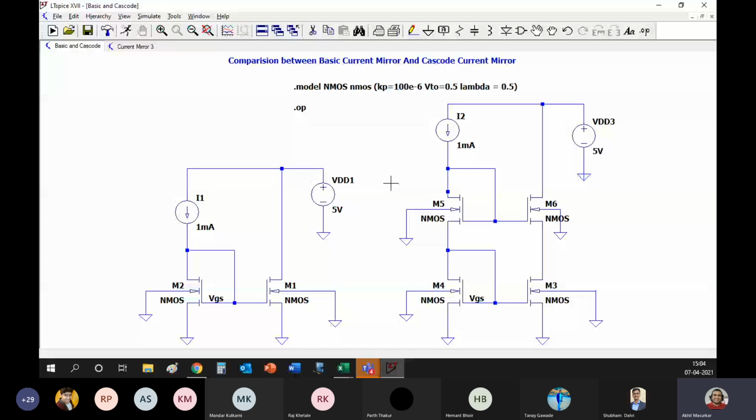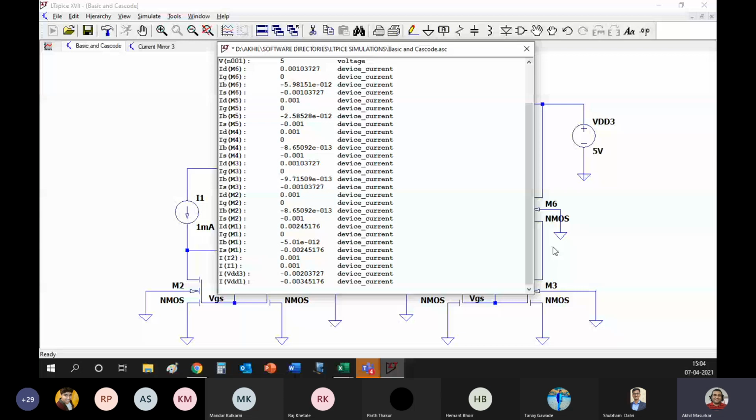Now again you can see here ID M1. This is ID M1. You can see ID M1 has become 0.02. ID M2 is 0.01. So even if the widths are same, my currents are different. That means my mirroring got affected like anything in basic current mirror.